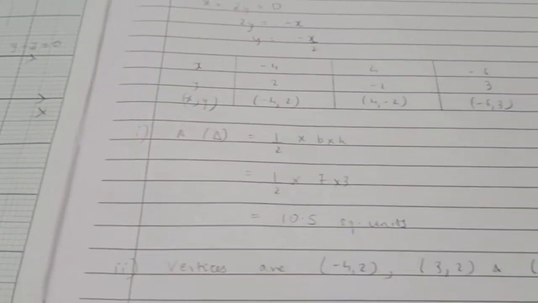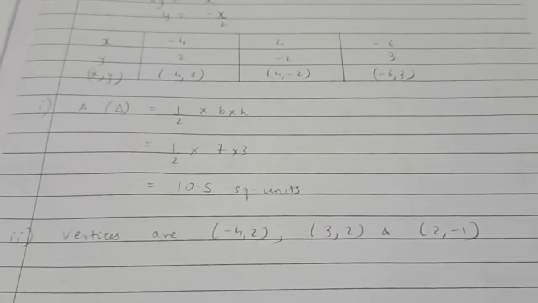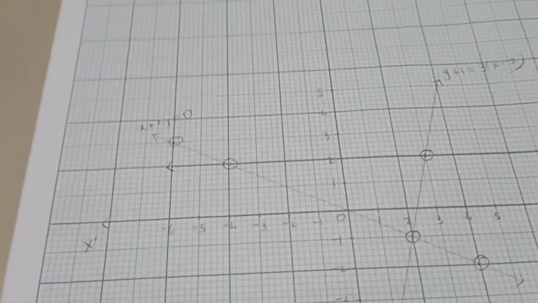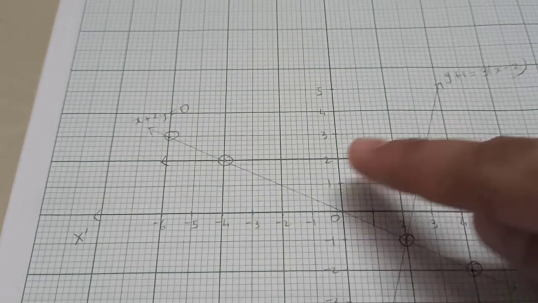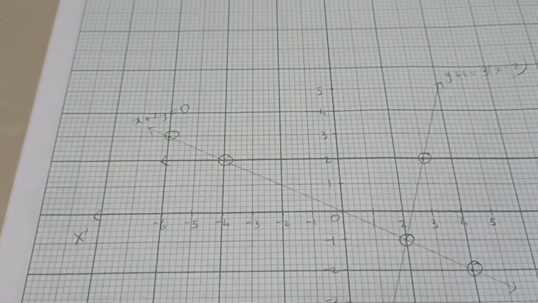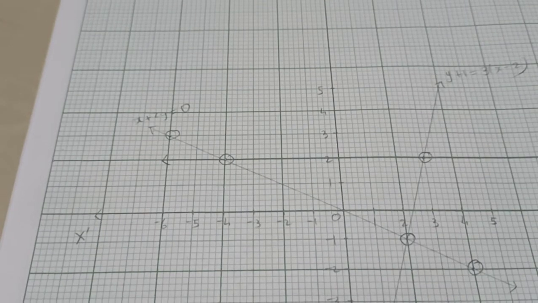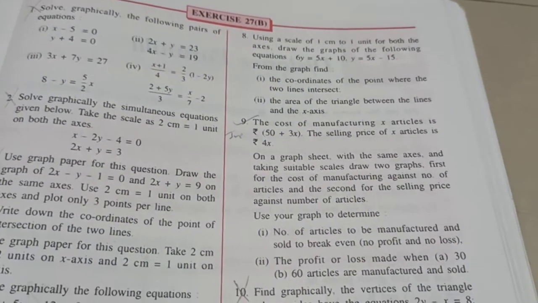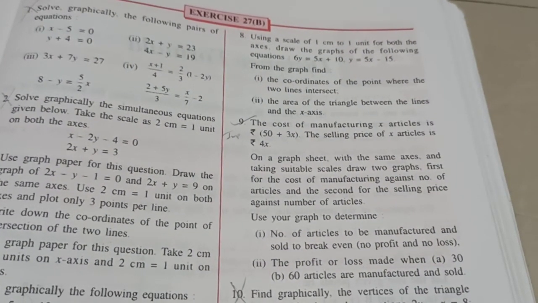So half into base into height, and this is the final answer. Also, they wanted the vertices coordinates. So wherever they have intersected, write those as the vertices. And finally, the 9th sum, which is IMP, again a unique sum.